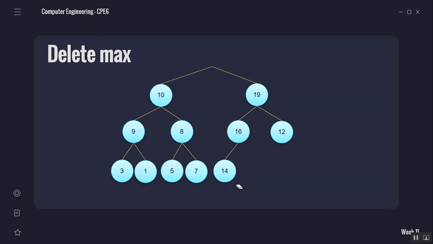After doing that, we need to use heapify in order to rearrange this to follow the max heap property. Here in this complete binary tree, we need to form a max heap. So we switch 14 with 19, and then heapify again. We swap 14 with 16, and that's it. We have already followed the property of a max heap.